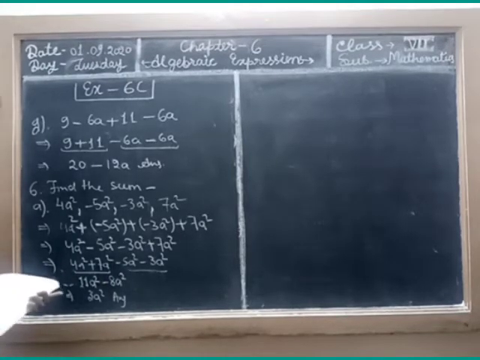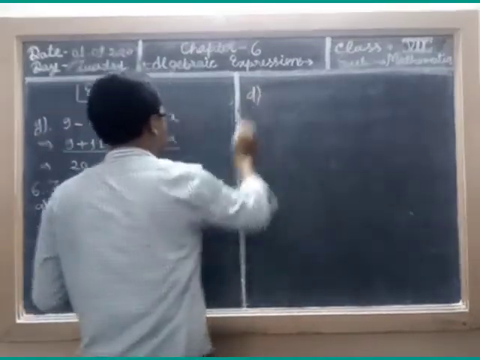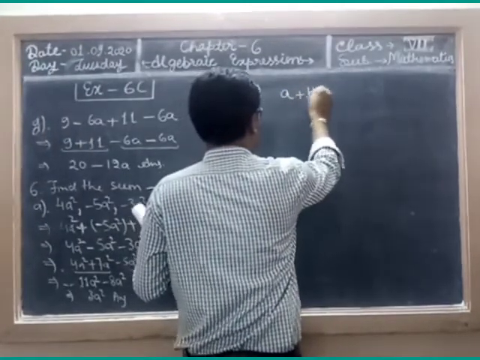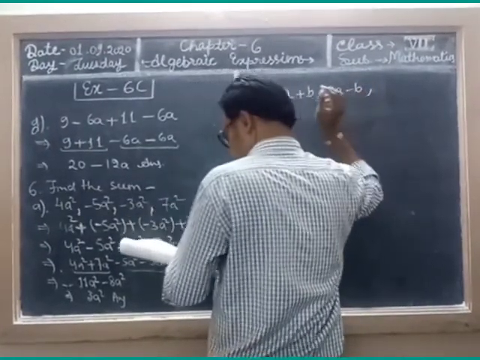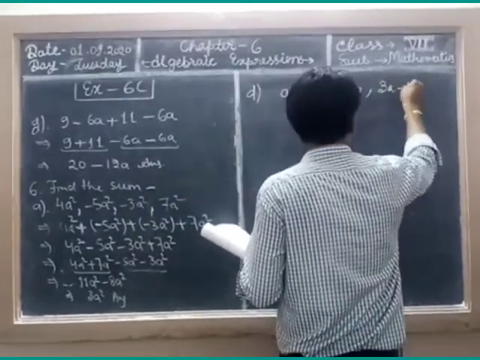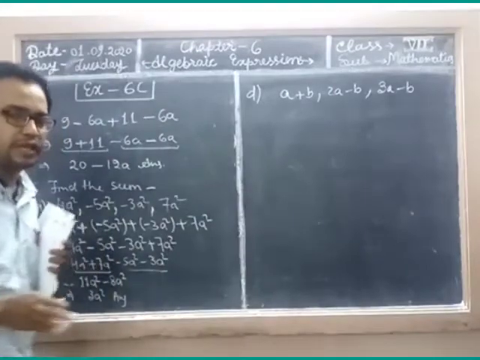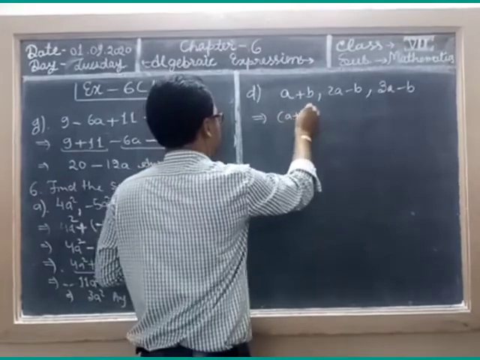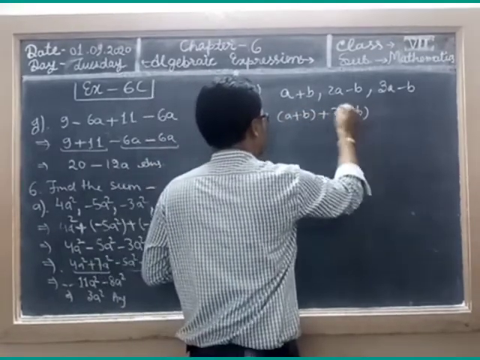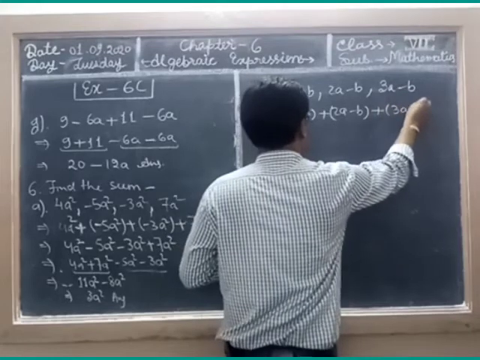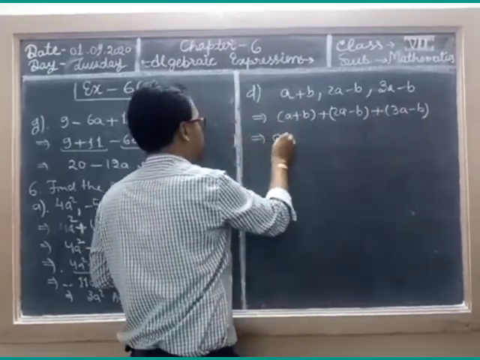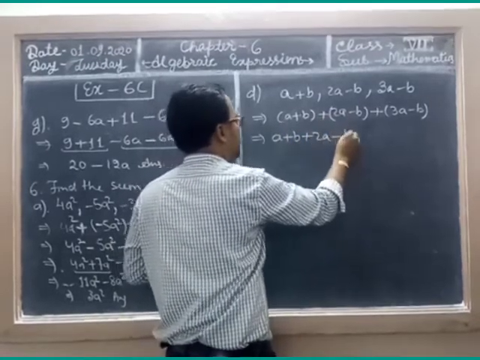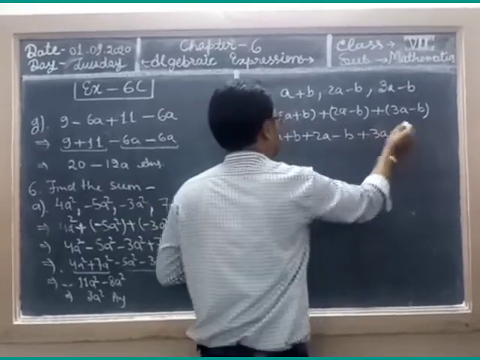Now D part. A plus b, 2a minus b, 3a minus b. Clear? Initially we use plus sign in place of comma. So a plus b plus 2a minus b plus 3a minus b. Now open the brackets. A plus b plus plus plus. So plus 2a plus minus b plus 3a and minus b.